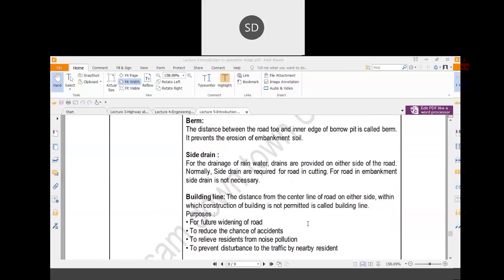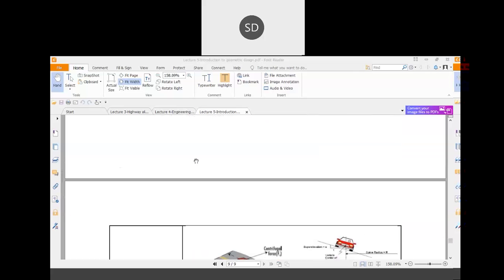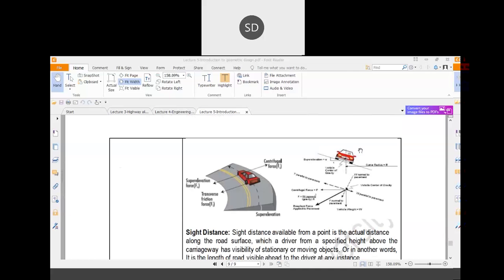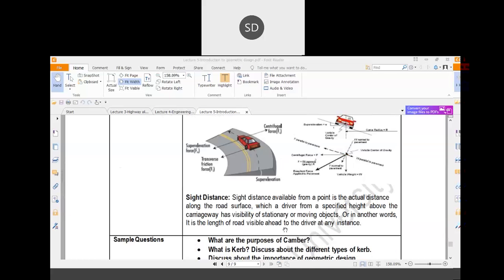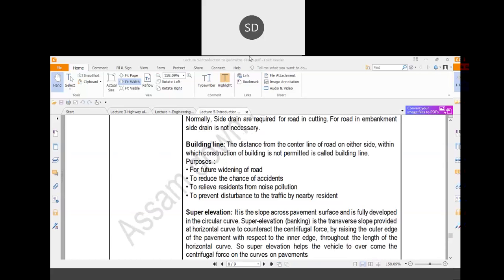What is building line and what is control line, we have already discussed. Now, what is super elevation, we have slightly discussed. We will go for a detailed analysis of super elevation, and sight distance, in our next class. I think this portion is clear to you.